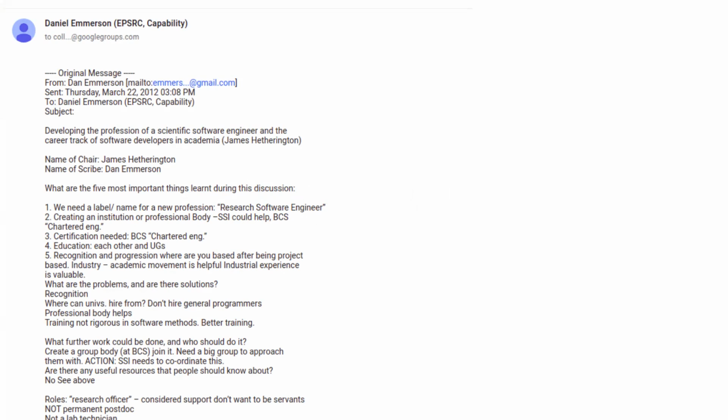And they said, here are the 5 most important things that we learned. 1, we need a label for this new profession. Let's call it research software engineer. And I don't know if they had read that paper back from 2010 about research software engineering, or they came up with it then. But this is really the first time that someone gave that as a title, as a role for a person. They also said, we're going to need an institution or professional body, a little foreshadowing of things to come. We need certification, training, education, and most importantly, we need recognition by the larger academic community.